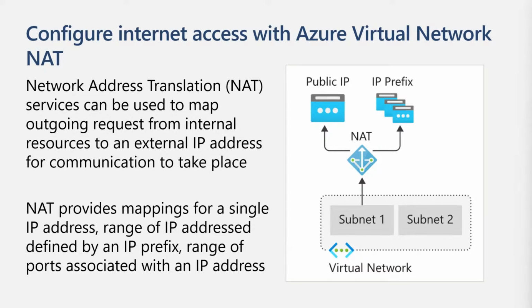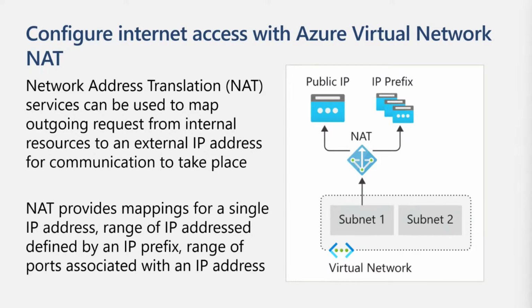So rather than having to purchase an IPv4 address that each resource requires in order to get access to the internet, you can use a NAT service to map outgoing requests from the internal resources to an external IP address so that the communication can take place. So NAT services provides mapping for a single IP address, a range of IP addresses defined by an IP prefix, and a range of ports associated with that IP address.